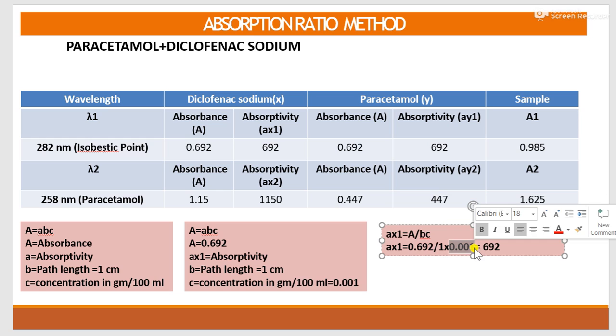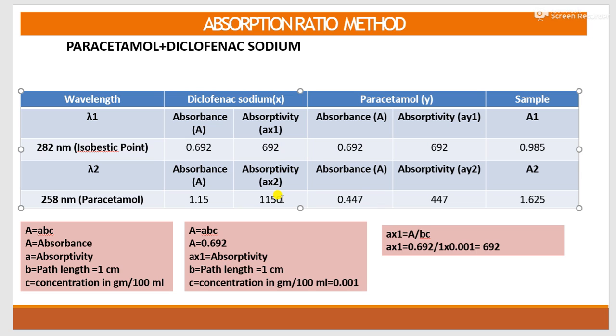Now our concentration was 10 ppm. So 10 ppm you have to convert into gram per 100 ml, because for absorptivity the concentration is expressed in gram per 100 ml. So 10 ppm comes to 0.001 gram per 100 ml. So absorptivity will be 692. Similarly, you can calculate AX2 for this, AY1 for this, and AY2 for this reading. And these are the readings for samples, absorbance only.